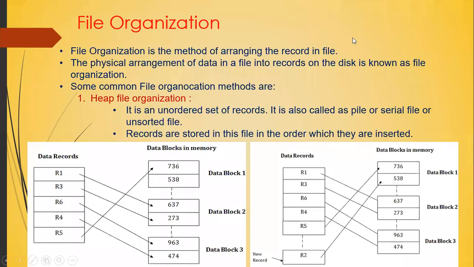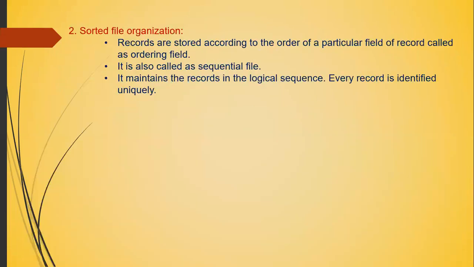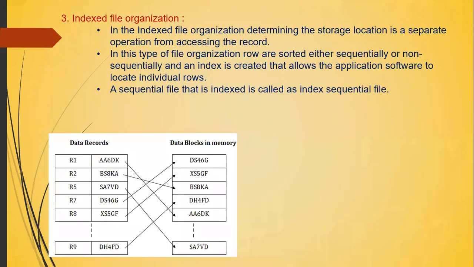In a previous lecture, we discussed some file organization techniques. There are 4 different types of file organization techniques we have discussed. First one is the heap file organization. It is an unsorted file, an unordered file, in other words. Then sorted file organization, where data will be stored according to a particular record field in the sorted file.